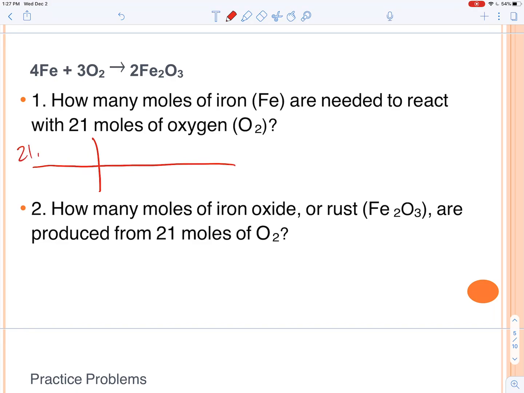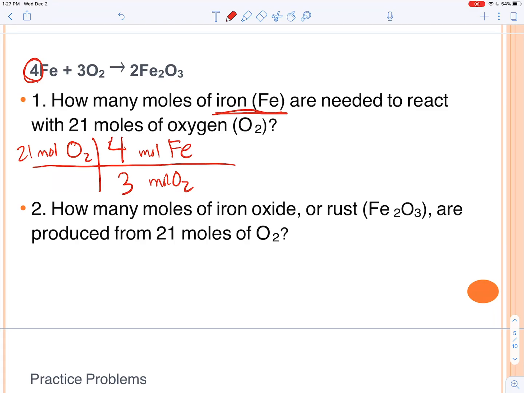So again, set up your little T table. It'll be set up for you. 21 moles of oxygen is what we start with. How many moles of iron are needed to react with 21 moles of oxygen? Just like before, I'm going to put moles of oxygen on the bottom. And here I'm looking for iron, so I'm going to put iron on top. And now we need to add the numbers. Again, the numbers come from the coefficients found in the chemical equation. So here I'm going to take 4 for iron, put that on top. And for oxygen, it's 3.